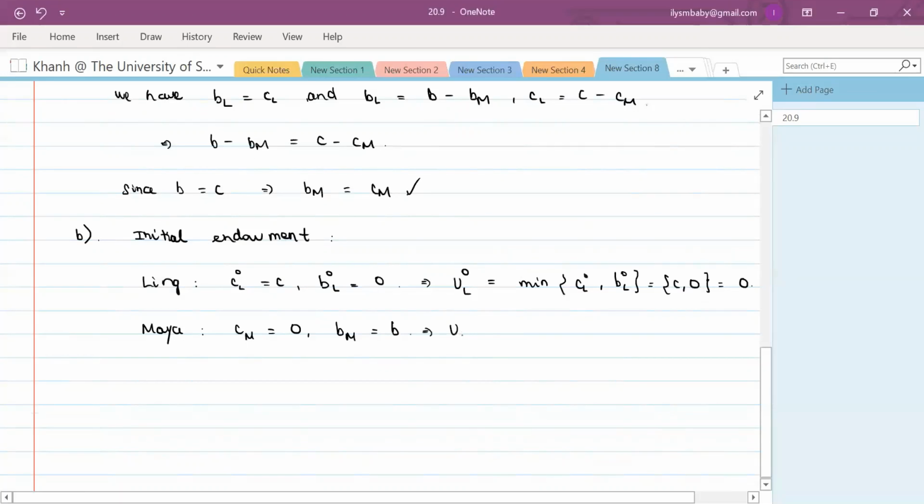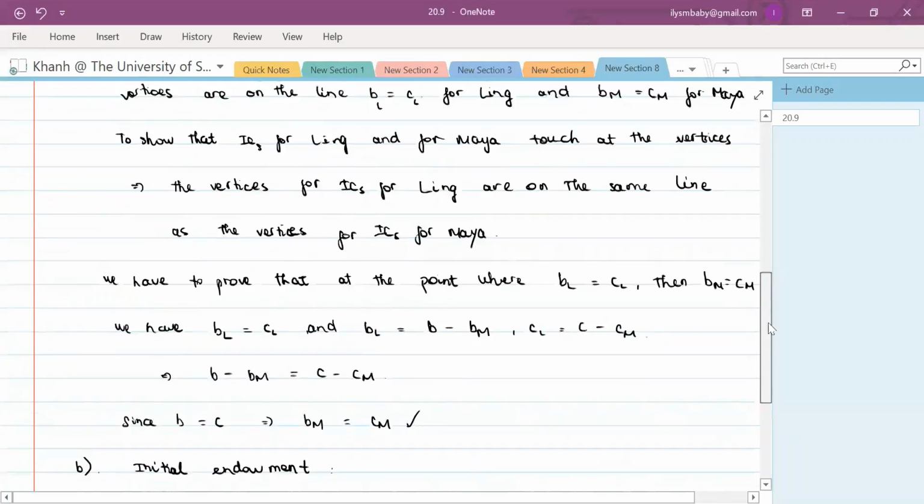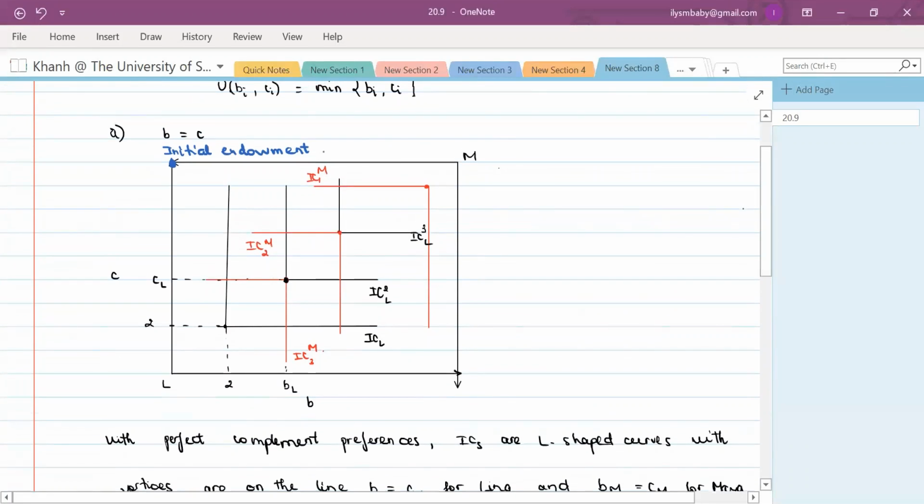And what is the utility for Maya initially? Again, it's very similar. It's going to be just the minimum between CM0 and BM0, and that is just 0. So initially each of them is having 0 utility. Now, if Maya can decide the trade and can decide the division of the endowment, she will decide to take all the carrots from Ling, and Ling will still be happy with that.